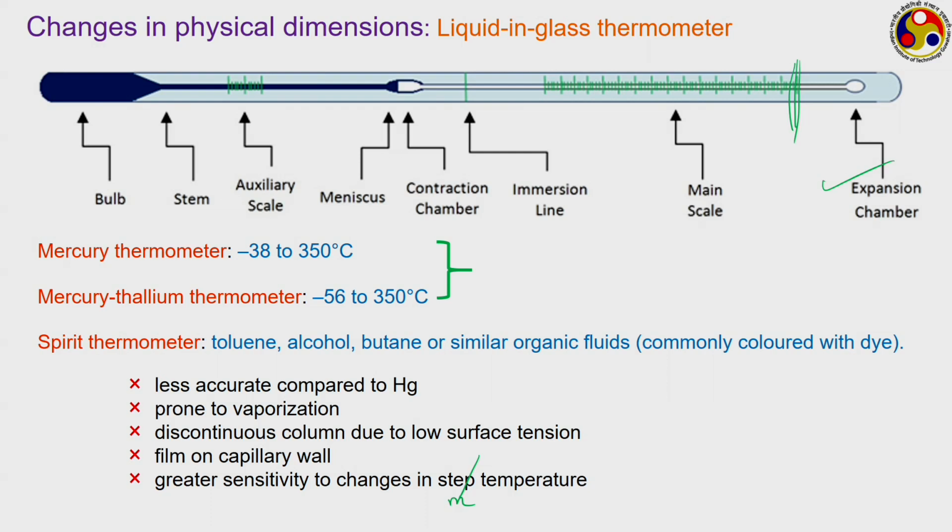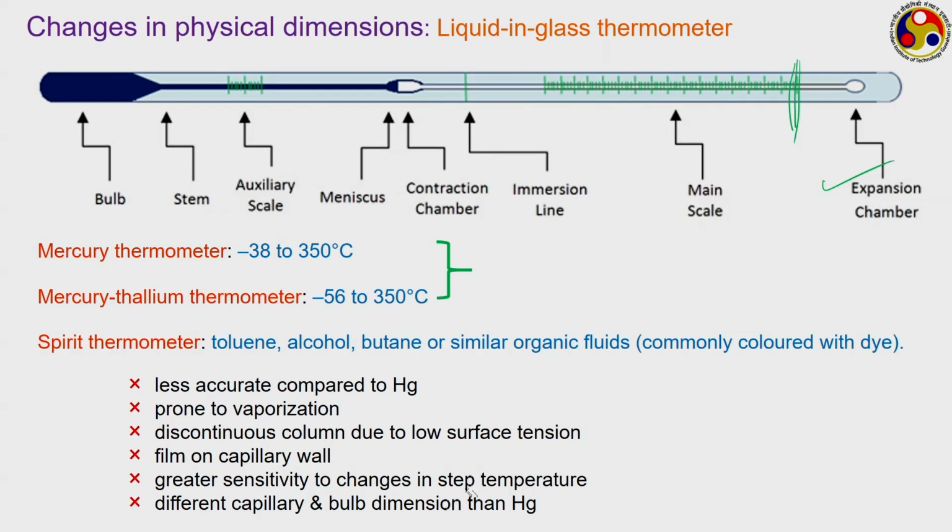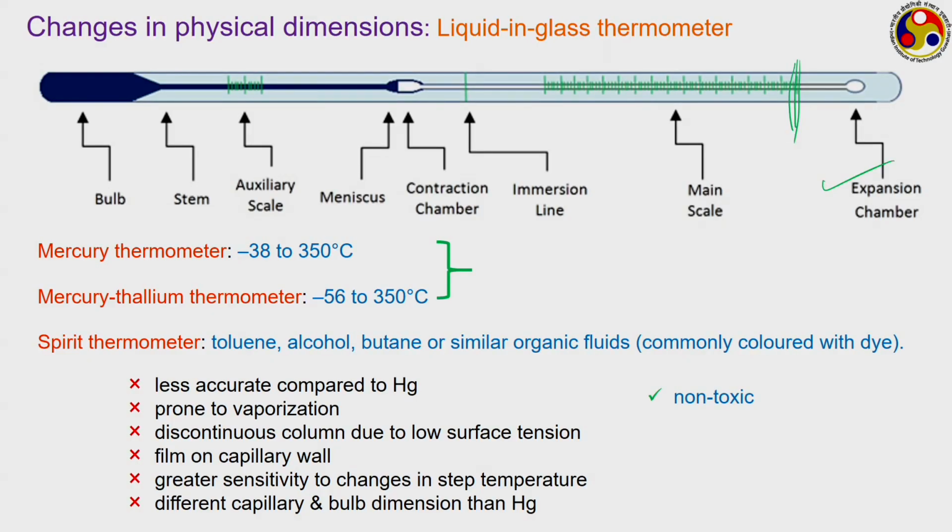Because the coefficient of expansion of most of the spirits like alcohol and most of the common glasses used is not that different, they are quite sensitive to changes in the stem temperature, but they have certain advantages. Another disadvantage, I should say, is that the dimensions of the thermometer will be different compared to the mercury one, so we need to properly do the calibration and the calculation of the dimensions. But the biggest advantage is that they are non-toxic, that is why they score over the mercury thermometer.